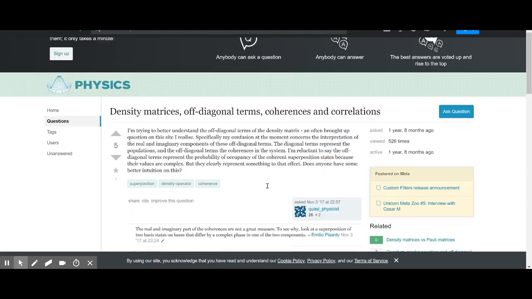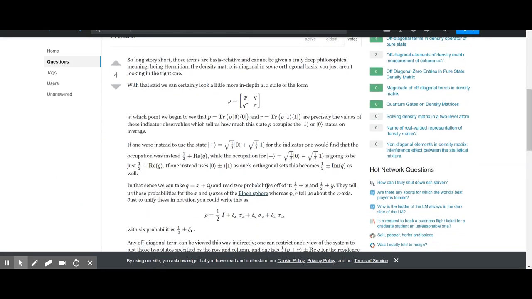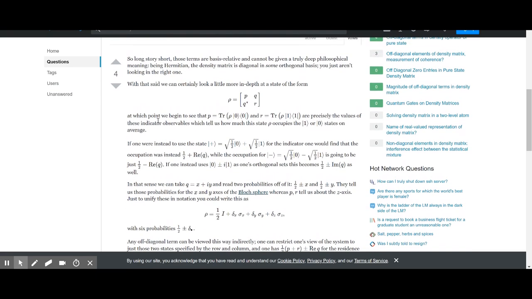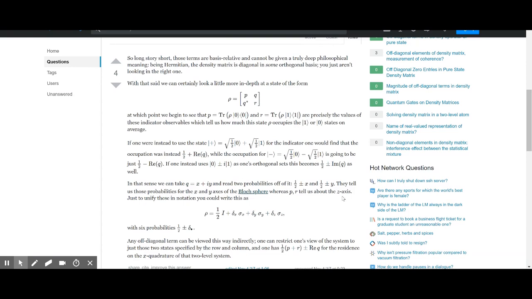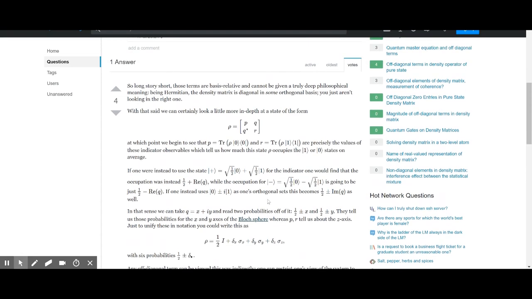And I came across this explanation here, and there's something interesting, because it says that in that sense we can take this and read the two probabilities off of it. They'll tell us those probabilities for the x and the y axis of the Bloch sphere, whereas p and r tell us about the z axis. So p and r are the diagonal items, and then q has a real and a complex component, and I think that's how the IBM Q guys split those two matrices.